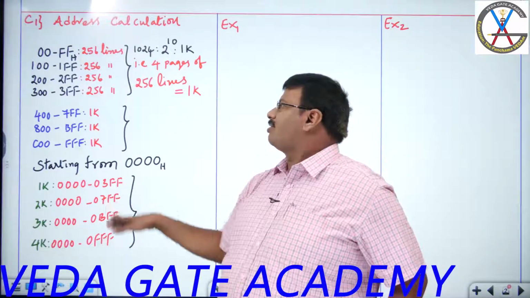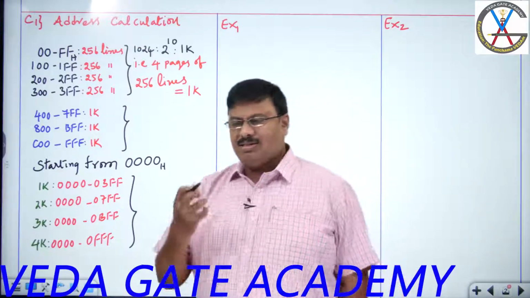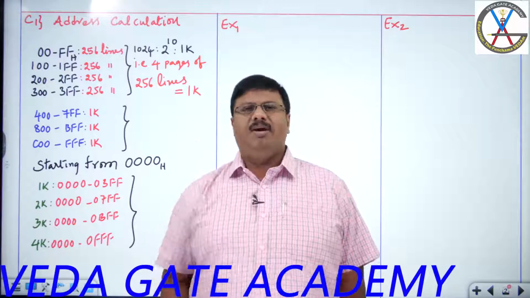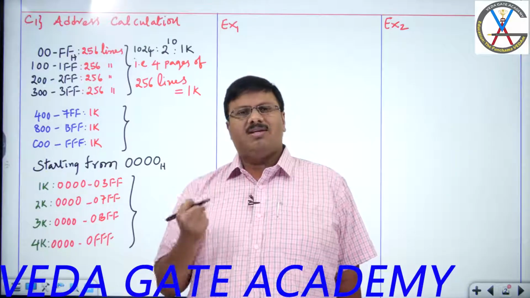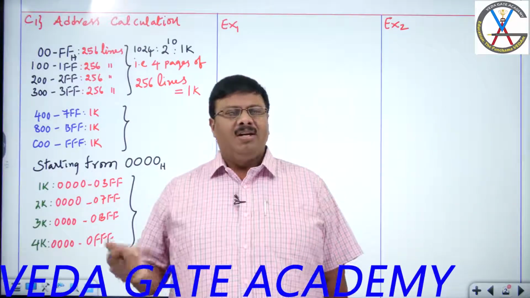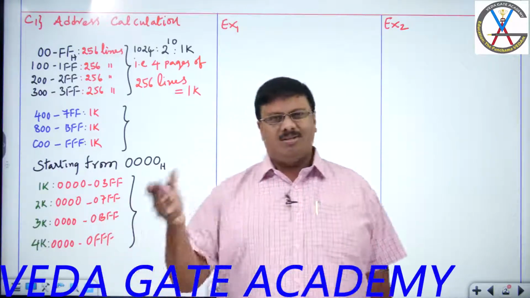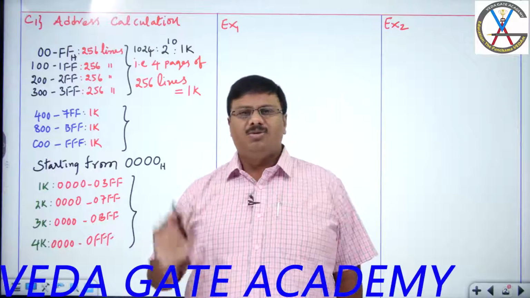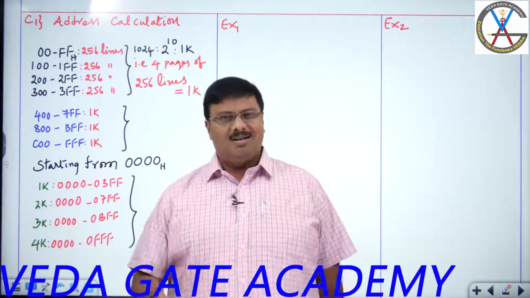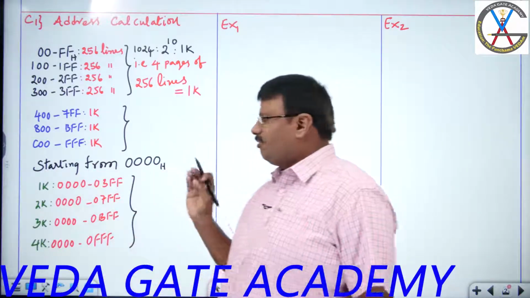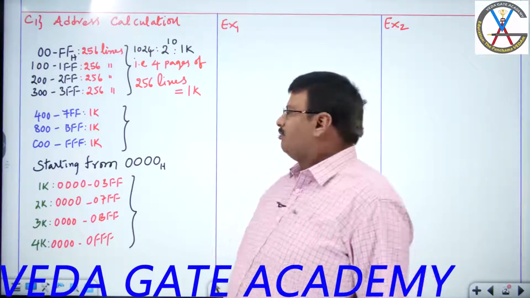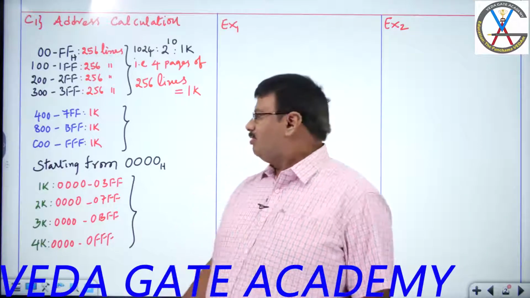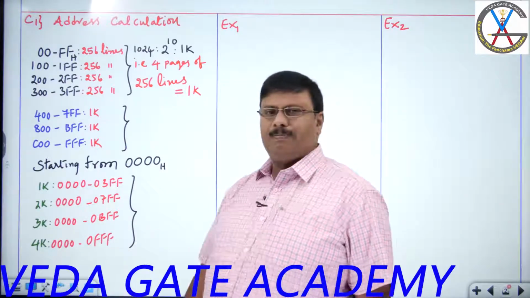Just referring to this concept: if I assume that 00 to FF, 256 lines, is 1 page, then 4 pages is 1K, 8 pages 2K, 12 pages 3K, 16 pages 4K. That concept I can follow to define the memory IC addressing range. And this plays a vital, key role in calculating the address from the default of 0000.